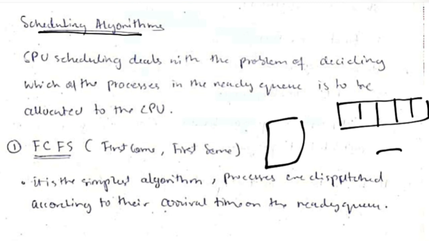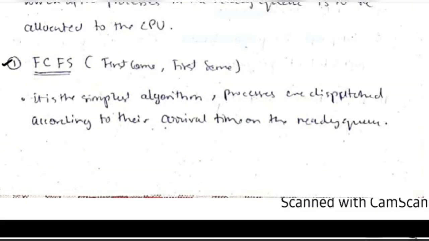So the scheduler will take up any of these tasks and assign it to the CPU. Which of the tasks should be taken is decided by the scheduling algorithm. There are 4 or 5 types, and it's very important from the exam point of view. So listen very carefully to whatever I explain. The first one is FCFS, which means first come first serve.